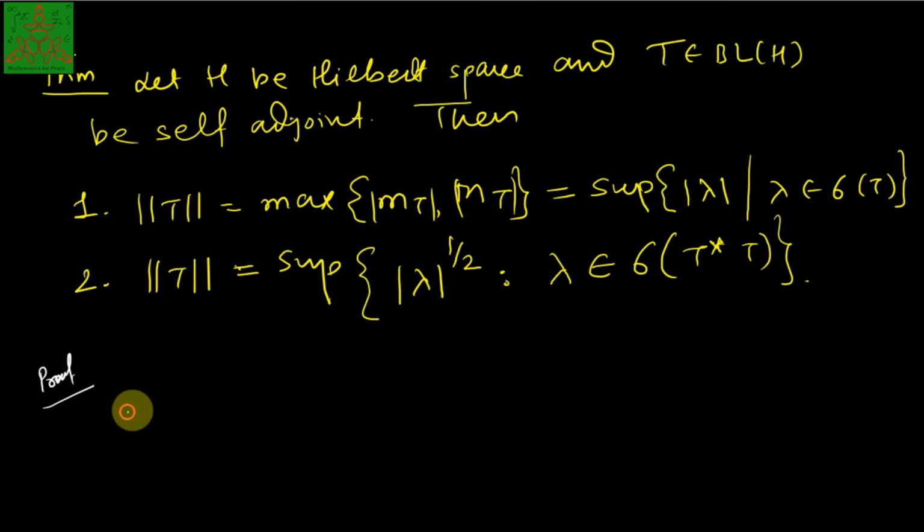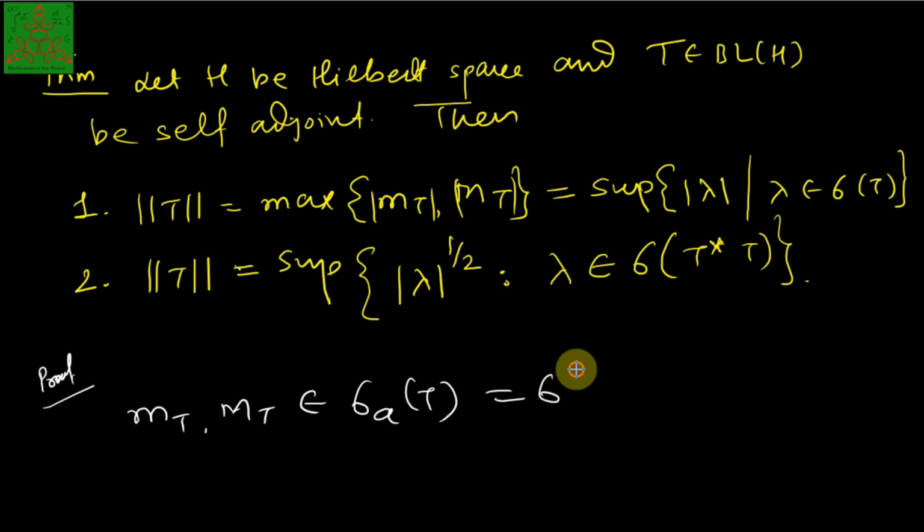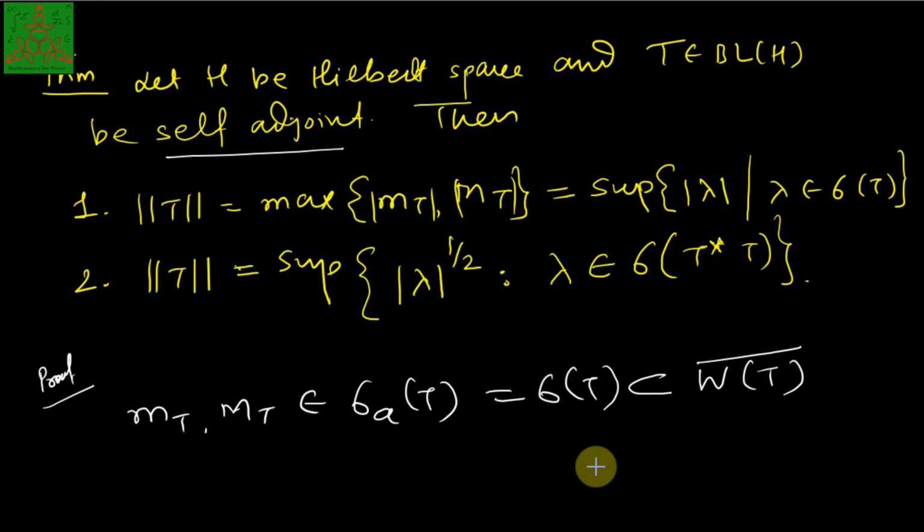We have already proved that small m and capital M belong to the approximate eigenspectrum of T, and the approximate eigenspectrum is the same as the spectrum of T for a normal operator, which is true since T is self-adjoint. It is a subset of the numerical range closure for any operator, and this will be a subset of small m and capital M. So this is the result which we already have.